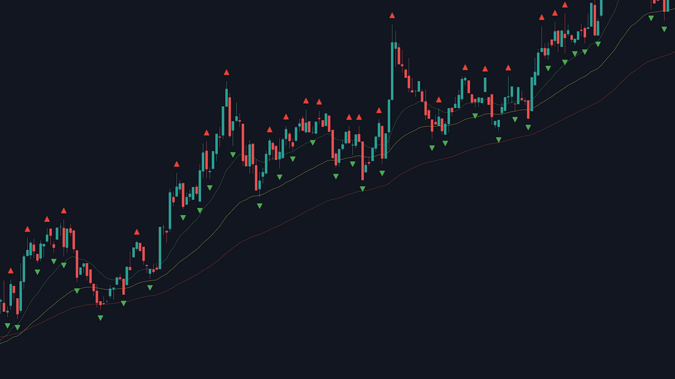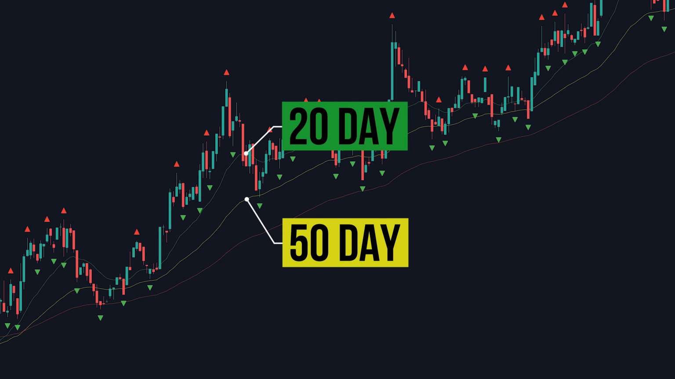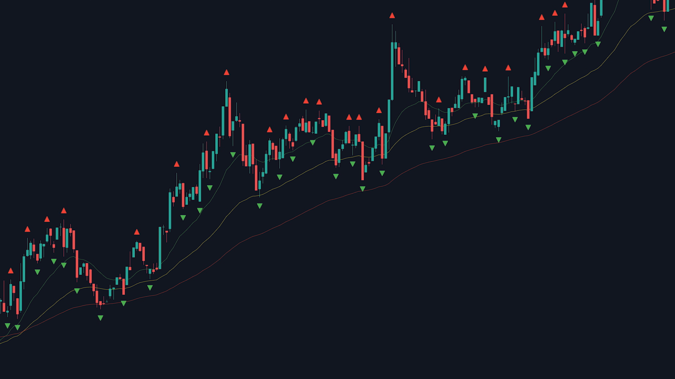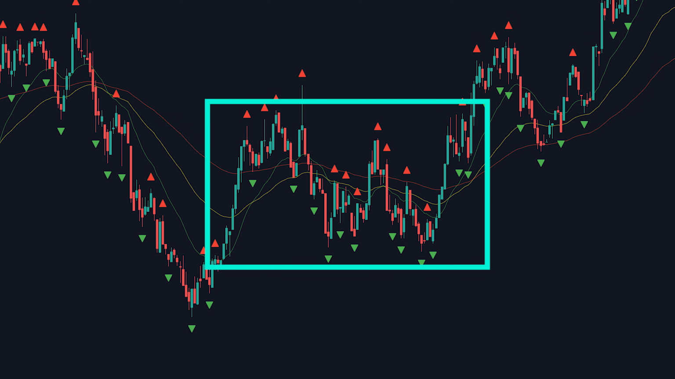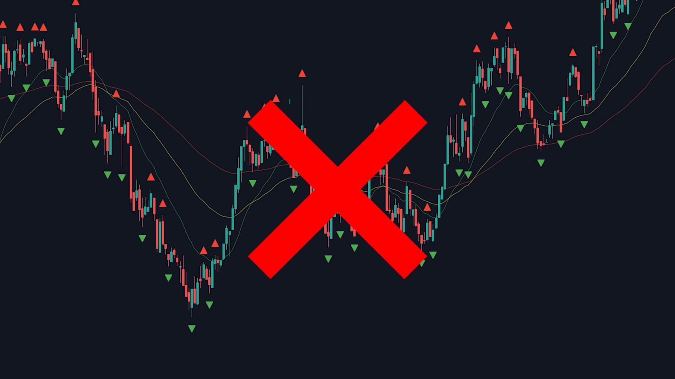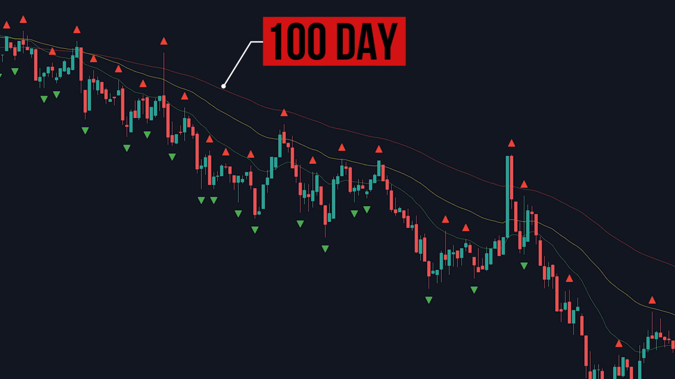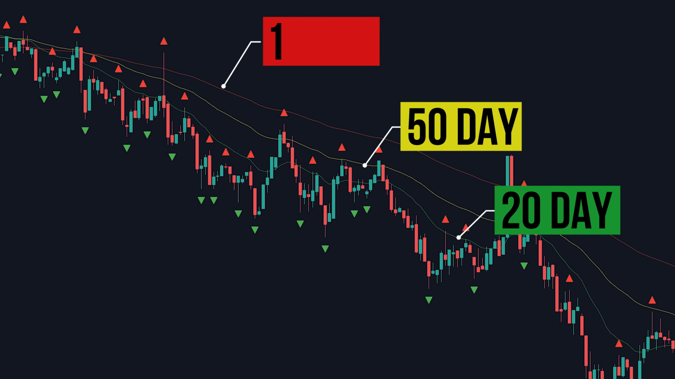The first rule of this strategy is you can only go long if the 20-day, the green line, is above the 50-day, the yellow line, and the 50-day is above the 100-day. If they are crossing each other like this, then you should not enter the trade. It's the complete opposite for a short trade. So the 100 should be on the top, the 50 in the middle, and the 20 on the bottom.